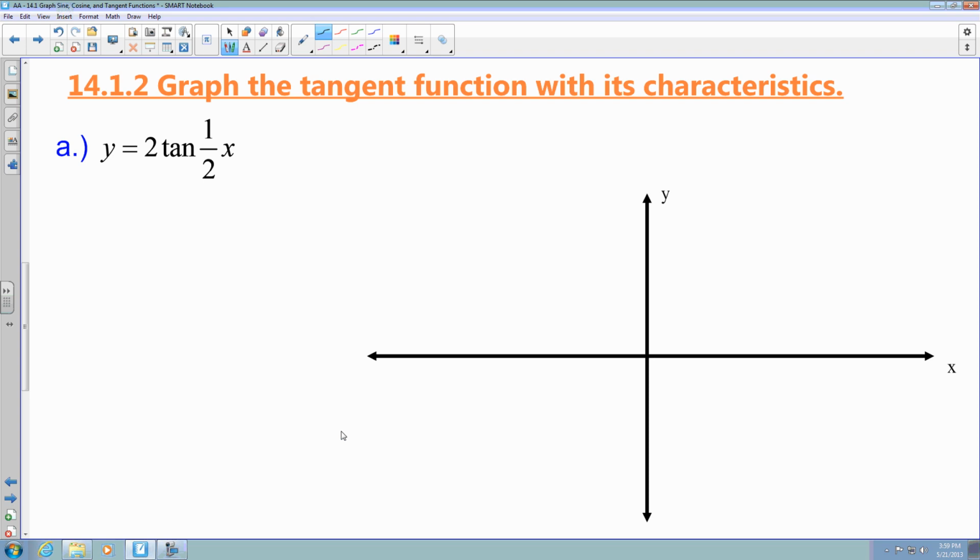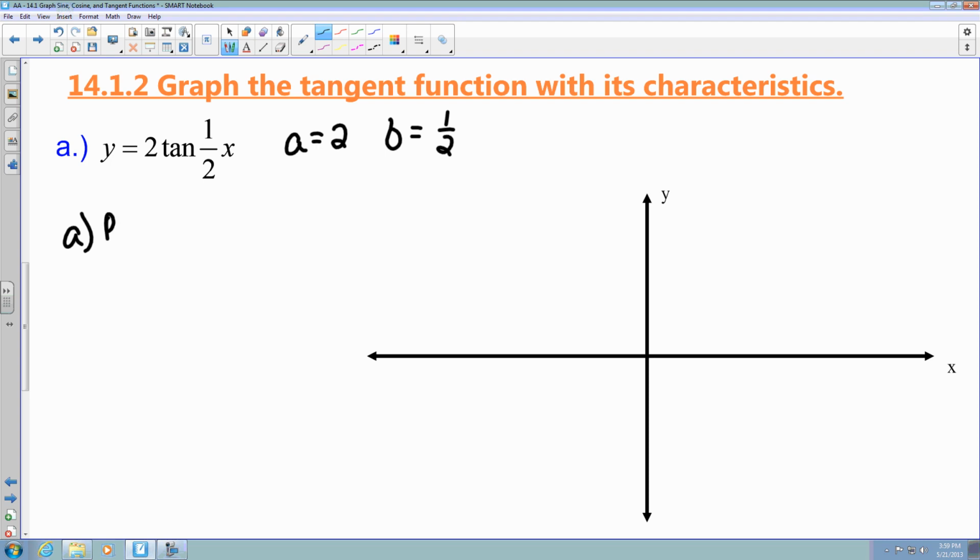we're going to do the same thing with tangent, but we're going to use a little bit different approach. First off, I want to find out what my A and B are. Say for example, A equals 2, and my B is going to equal 1/2.